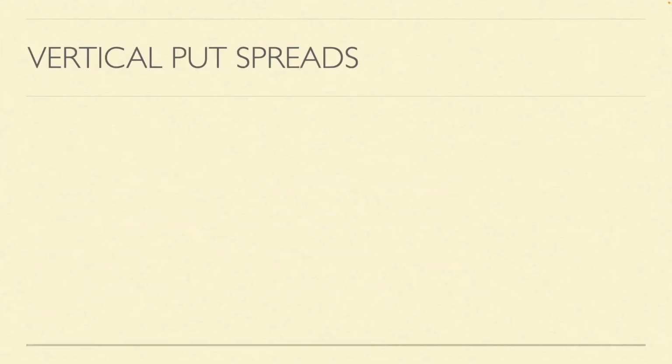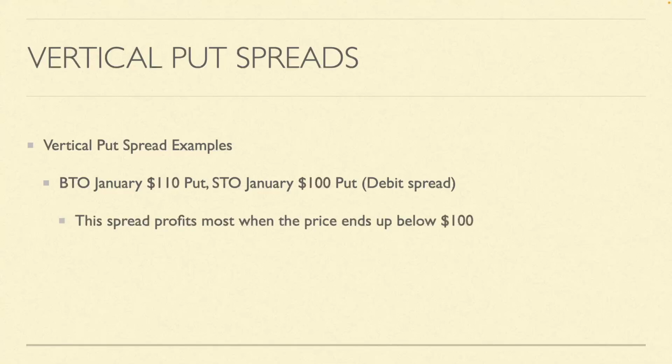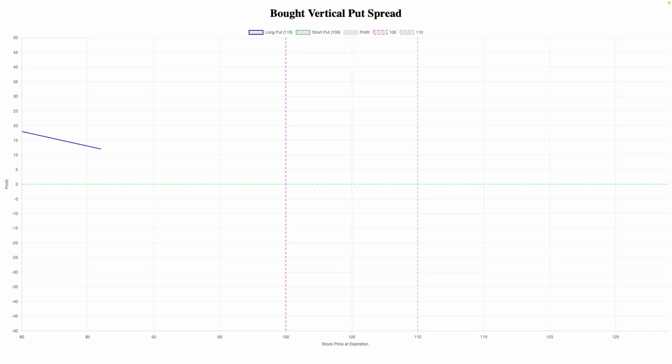Let's look at vertical put spreads. Here we have some examples. If we buy to open a January $110 put and sell to open a January $100 put, this would be a debit spread. And this spread profits most when the price ends up below $100, and that makes it a bear put spread. The most you can lose is the amount paid to open the spread.